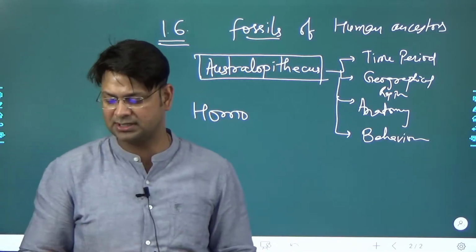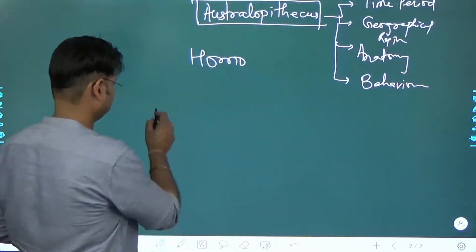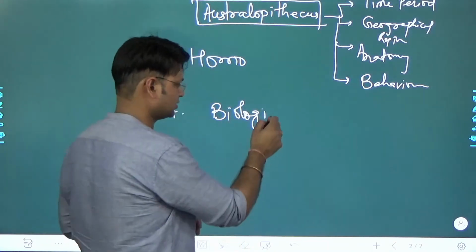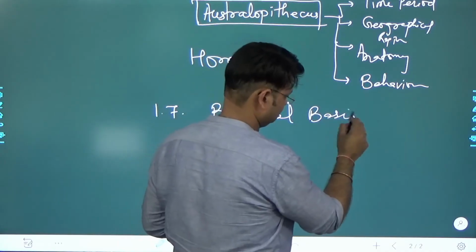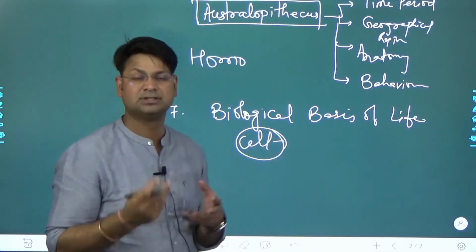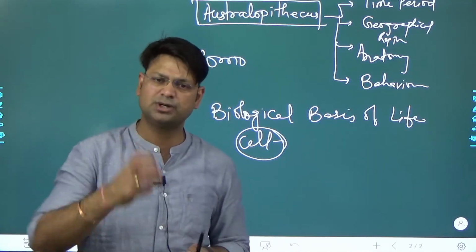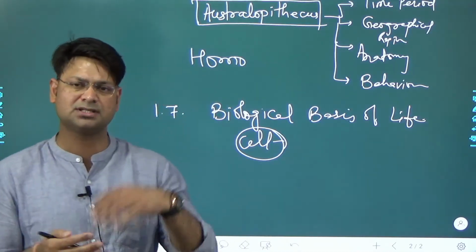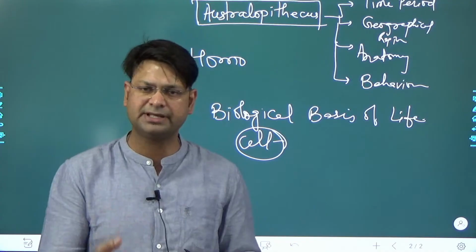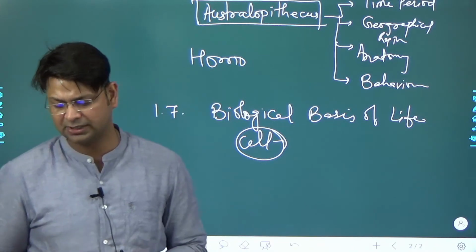After that we will try to understand in 1.7 the biological basis of life. Here we will study the cell, chromosomes, DNA. Within the cell we have the nucleus, the nucleus has chromosomes, and chromosomes have DNA and histone protein. What is the function of DNA, what is the function of chromosome, what is the structure of chromosome, all these aspects will be covered. Here we will also talk about protein synthesis, mitosis and meiosis.